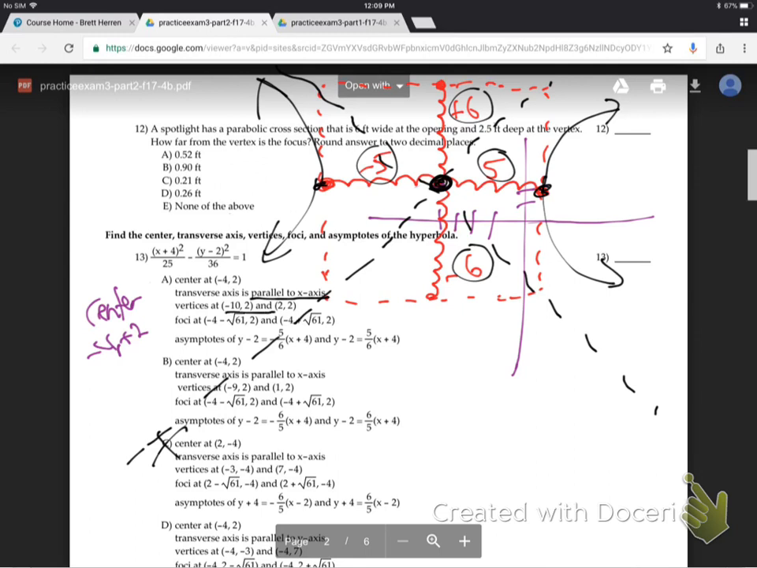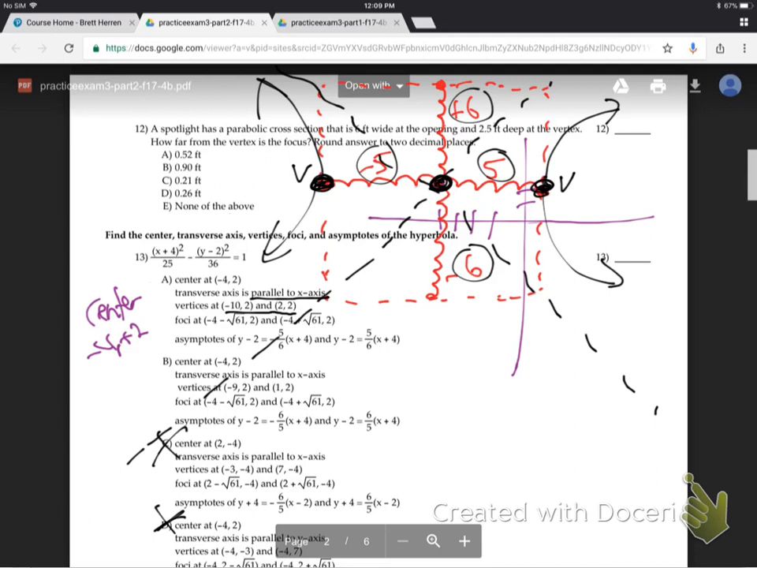The vertices, I don't know what the vertices are. Looks like they all have different vertices. So I've got to find these two vertex points. Why is D out? Because it's y-axis. Oh, y-axis. I didn't see that. Yeah, D says transverse parallel to the y. So D's out for that reason. Good. So D's out, C's out. Now, what are the vertices?